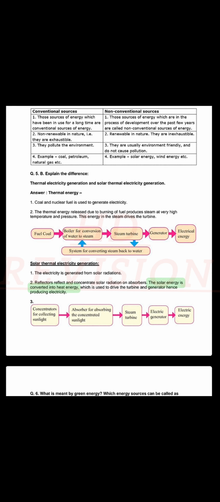Solar thermal electricity generation. 1. The electricity is generated from solar radiations. 2. Reflectors reflect and concentrate solar radiation on absorbers, the solar energy is converted into heat energy, which is used to drive the turbine and generator, hence producing electricity.